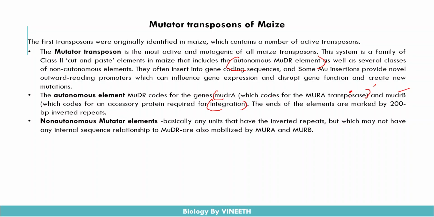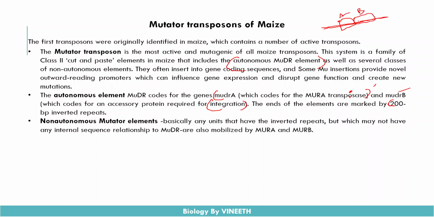And these two genes present in this autonomous element are flanked by 200 base pair inverted repeats. That means if you consider a long DNA sequence, an autonomous element, here we have the two open reading frames, MuDRA and MuDRB.